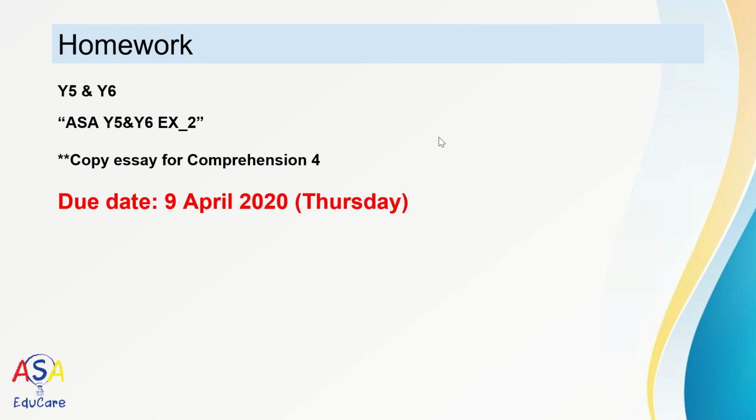Okay, homework for next week. There's a file called ASA Year 5 and Year 6. There will be 4 comprehension work there. Okay, for the last comprehension, which is comprehension 4, I need you to copy that essay. Just copy it in your exercise book or just an essay paper. Okay, please hand it to me by next week, before the next class starts. That's all. Thank you. I'll see you later.